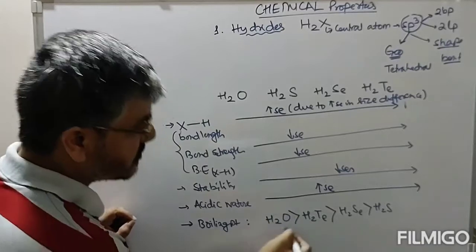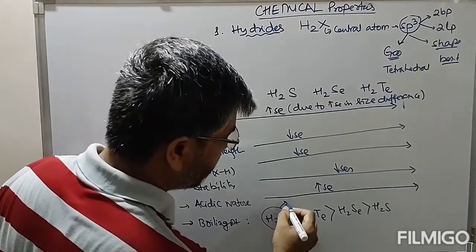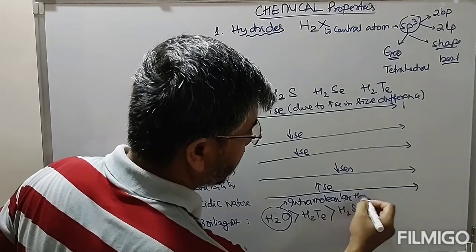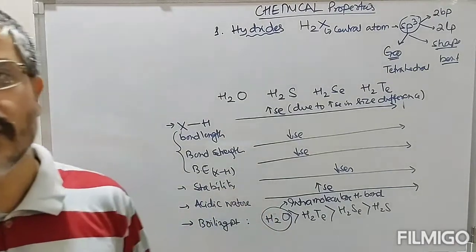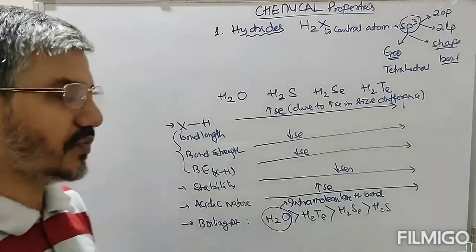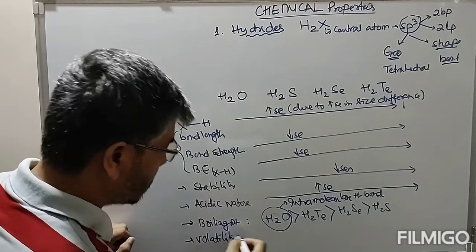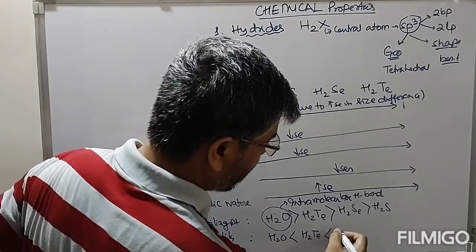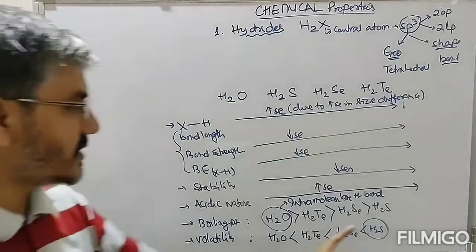Whereas in the case of the smallest size, H2O, the boiling point is a maximum. This is due to intermolecular hydrogen bonding. Due to this, the intermolecular attractive force is through the stronger hydrogen bond. To break this bond we require a larger amount of energy, hence the higher boiling point. If this is the boiling point, then the volatility will be just the reverse. So H2O is the least volatile, followed by H2Te, followed by H2Se, followed by H2S, which is the most volatile, meaning the lowest boiling point.